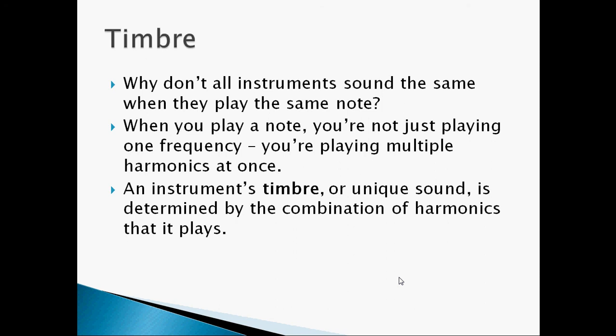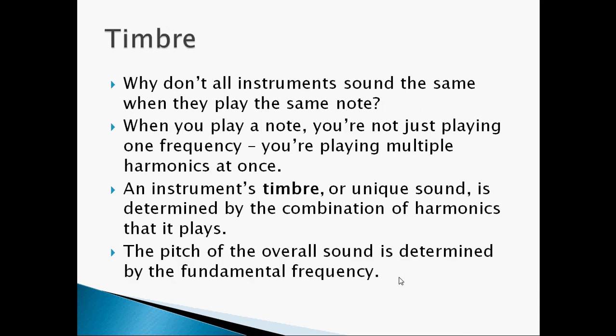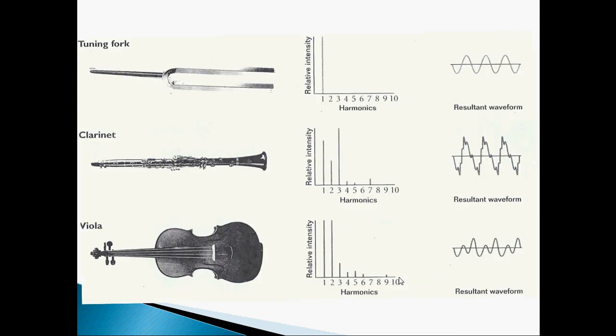Okay. Now, what combination of different harmonics are being played determines the unique sound, the unique flavor of that musical instrument. Now, the pitch of the overall sound is always determined just by that fundamental frequency, but then that combination of all the other harmonics layered over it give us the unique sound of that instrument. So just to show you kind of what this looks like, if we were to analyze the frequencies being played by a tuning fork, it's only the fundamental frequency. That's it. Which is what causes the tuning fork to sound like a tuning fork.